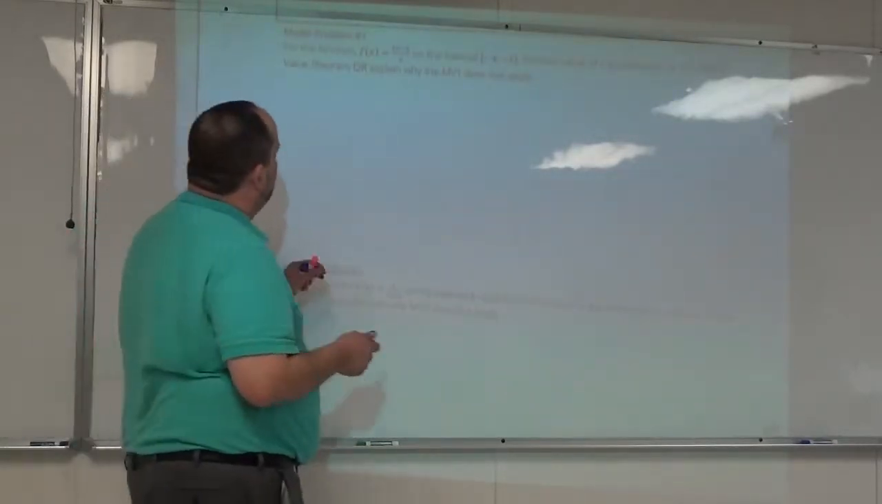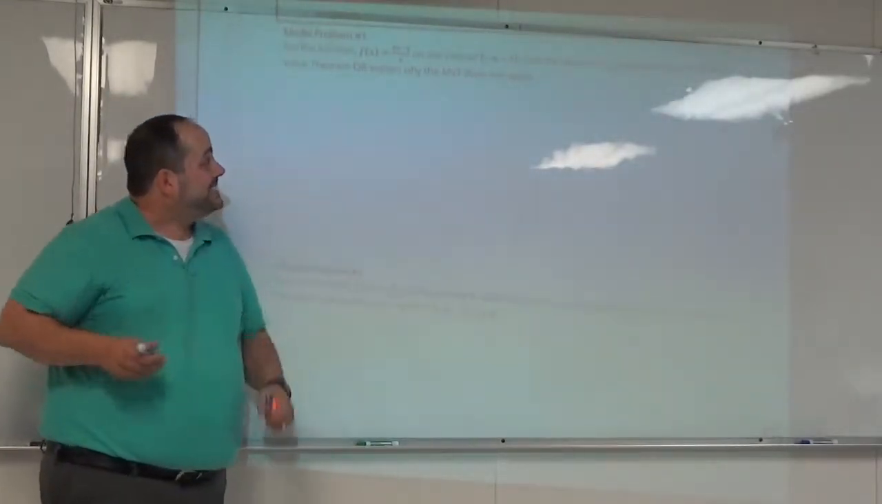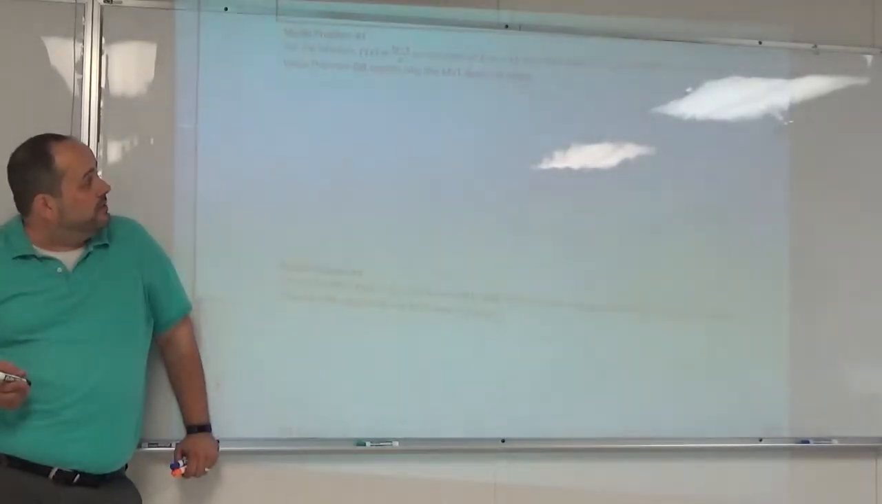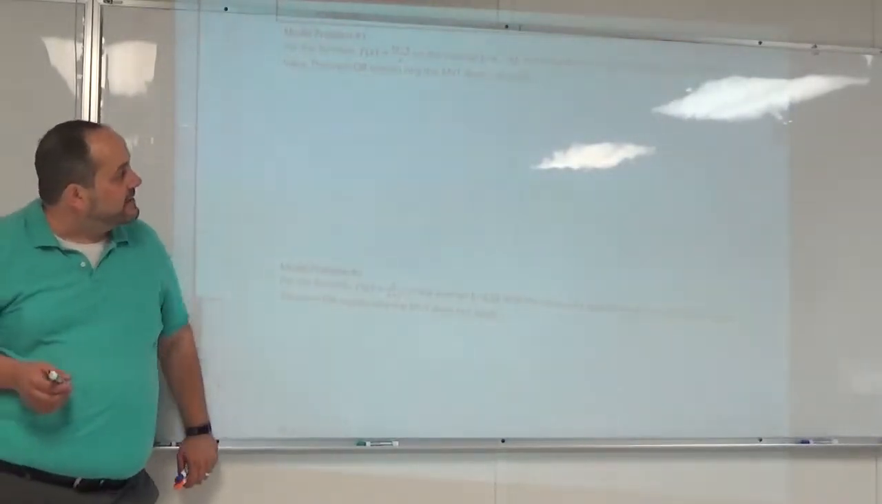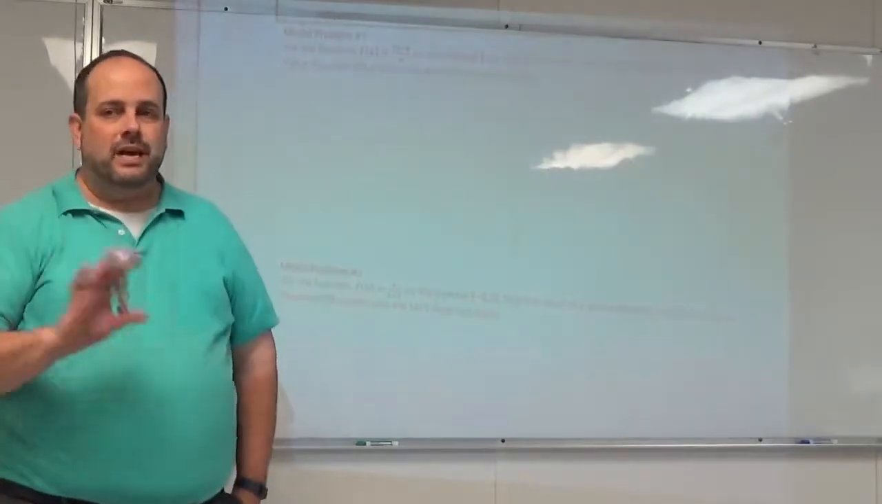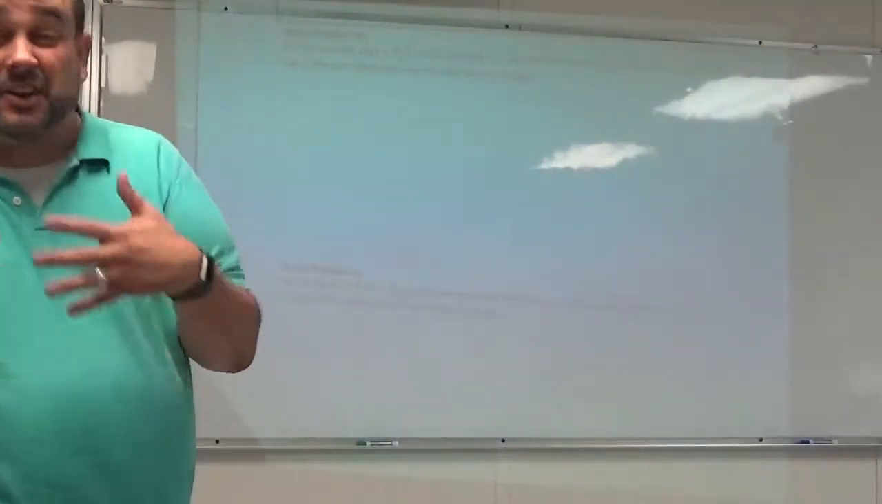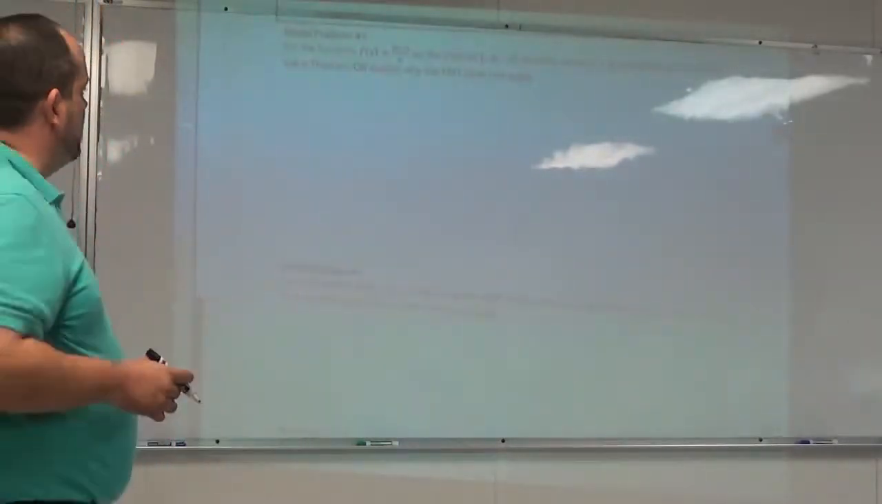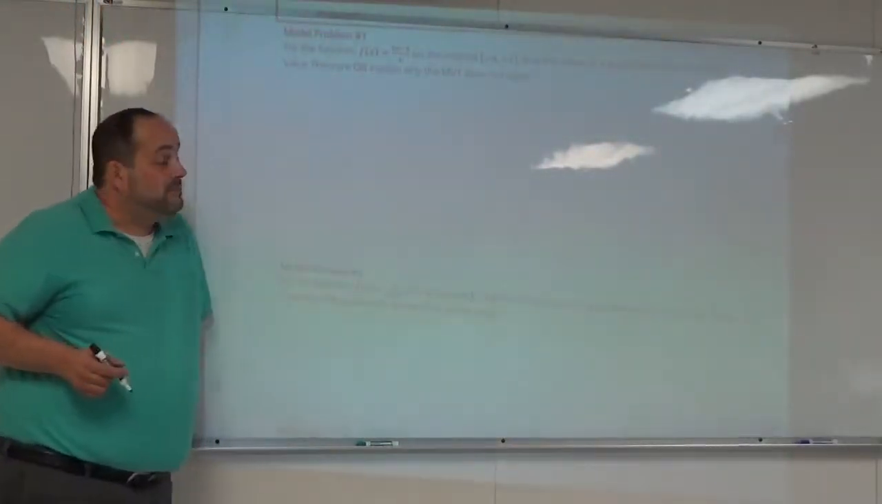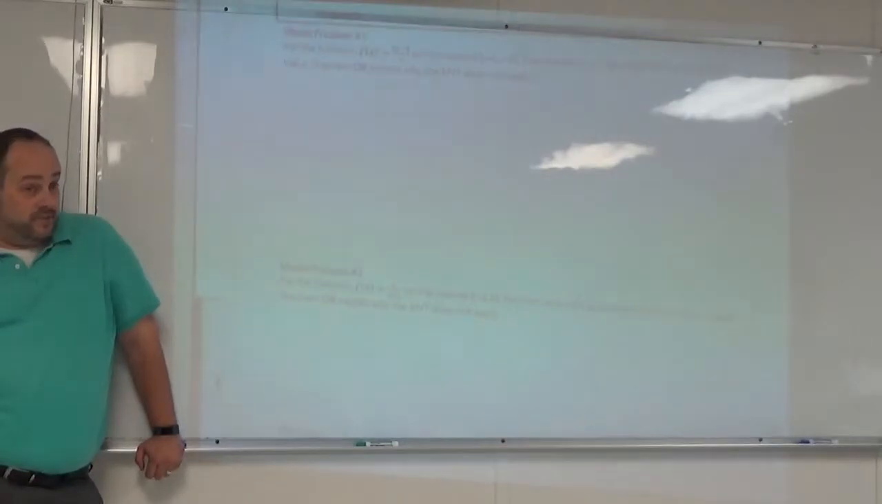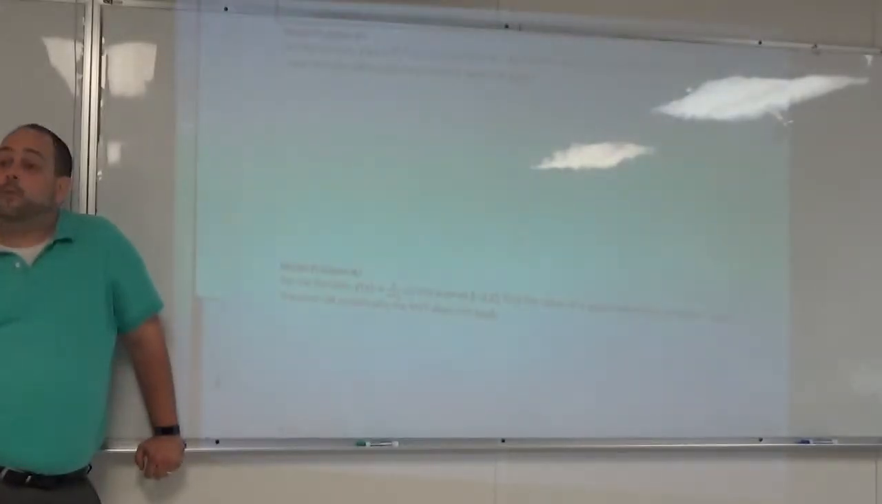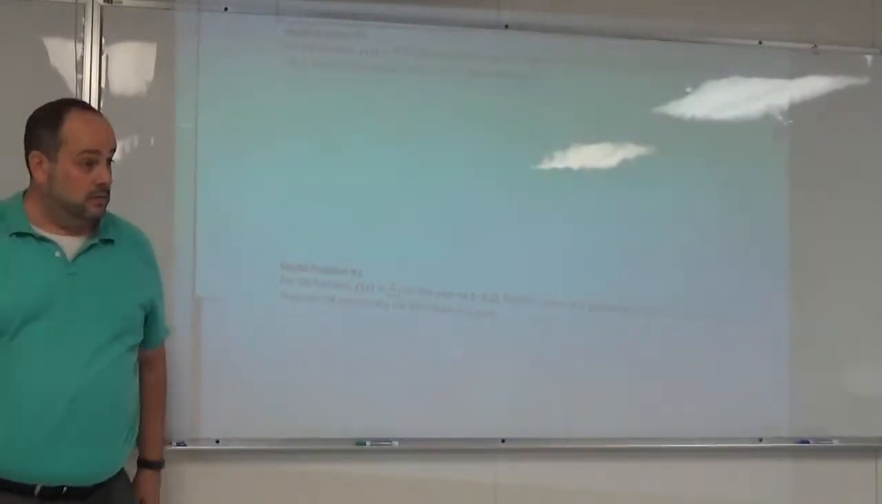For the function f of x equals 5x minus 4 divided by x on the interval -4, -1, find the value of c guaranteed by the mean value theorem, or tell me why we can't use the MVT. This is what a lot of these problems are going to look like. So the question is, can we use the MVT? What would have to be true to use the MVT?